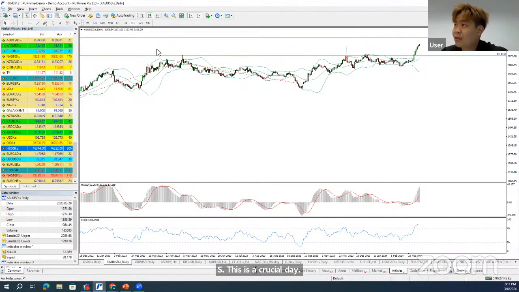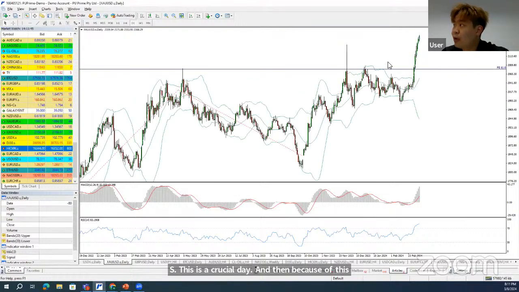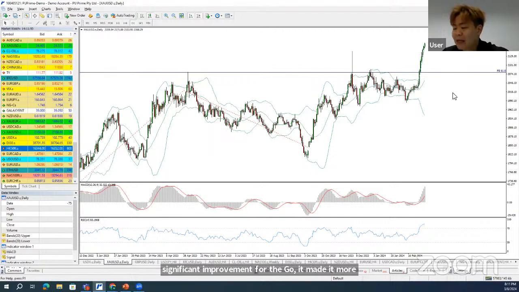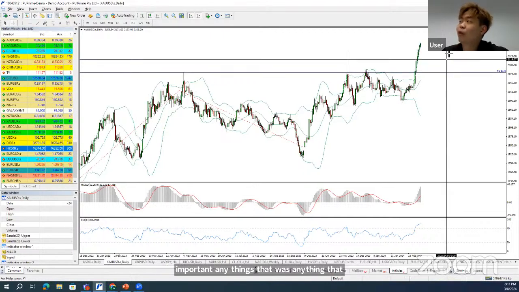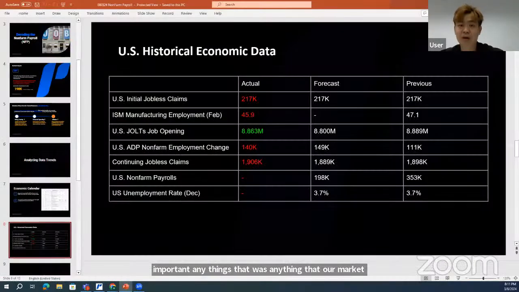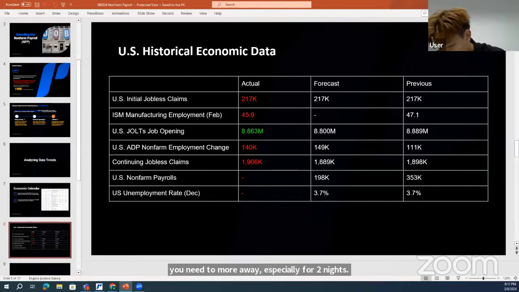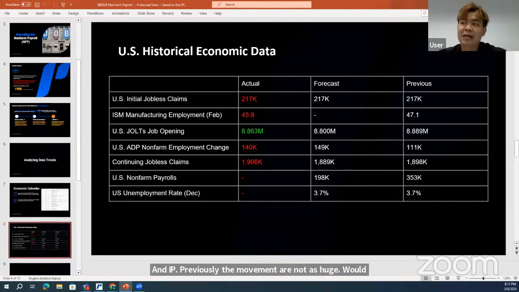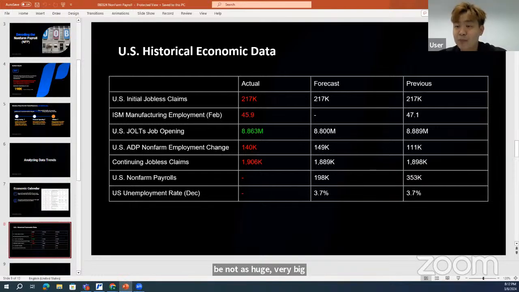And because of this significant increment for gold, it makes it more important. Anything that is out of market expectations will trigger significant volatility. So you need to be more aware, especially for tonight's NFP. Previously, the movement could be not as huge. It's very big also, but I believe that maybe it's not that huge compared to now. Now it should be bigger because gold is actually breaking record highs already. Anything that happens is likely to trigger a significant movement.